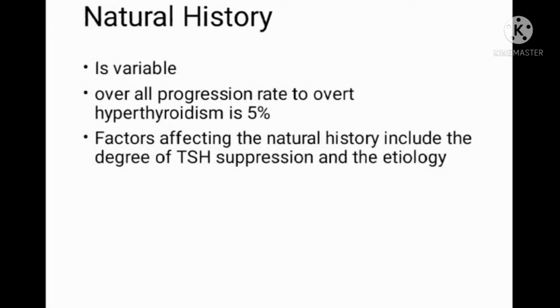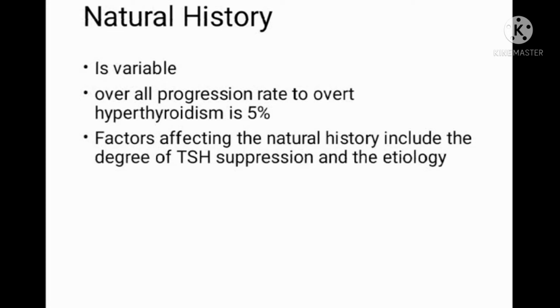When you see the natural history of subclinical hyperthyroidism, it is variable, and it is usually affected by the degree of TSH suppression and the etiology. But overall, the progression rate of subclinical hyperthyroidism to overt hyperthyroidism is around 2 to 5%. That means 2 to 5% of patients with subclinical hyperthyroidism will progress to overt hyperthyroidism per year. But as I said, there are a lot of factors that will affect the progression. One is the degree of TSH suppression.